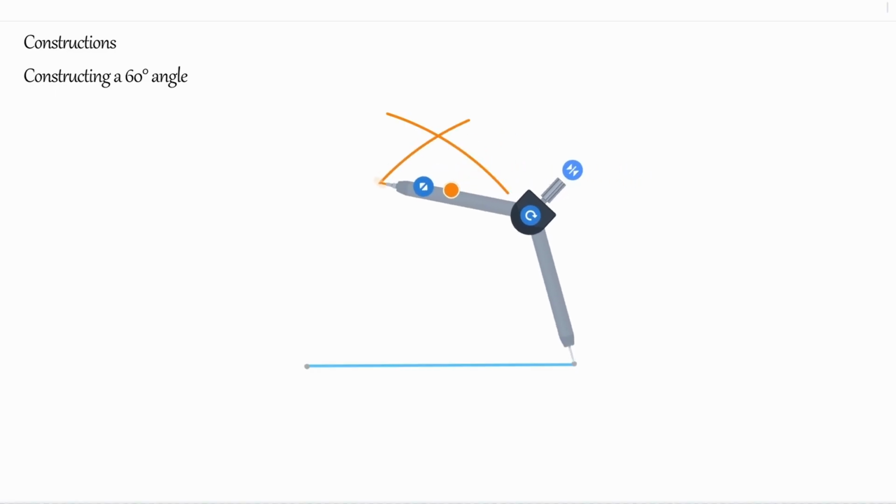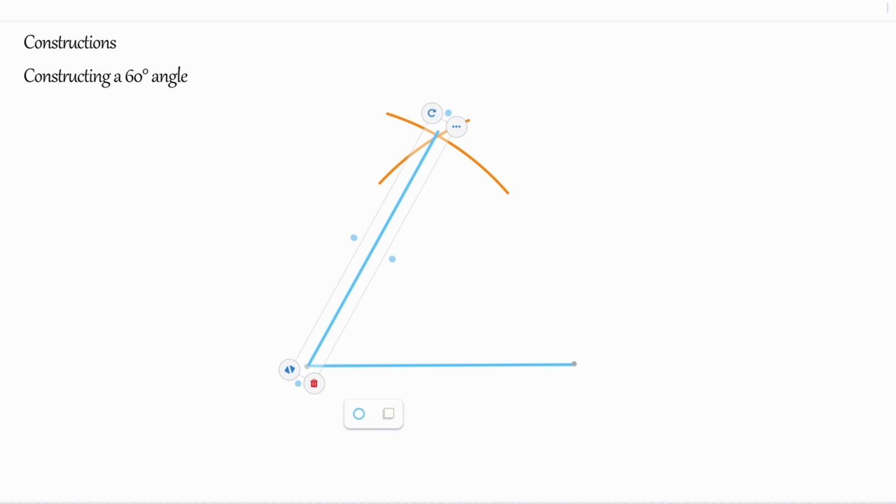So as we can see, both the arcs that we drew are intersecting at the top. So what we now need to do is take a ruler and draw a line from the point of intersection of the arcs to the end of the line. And what we have now drawn there is a 60-degree angle.